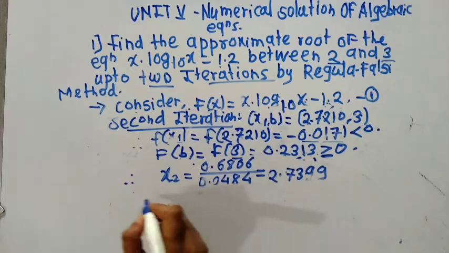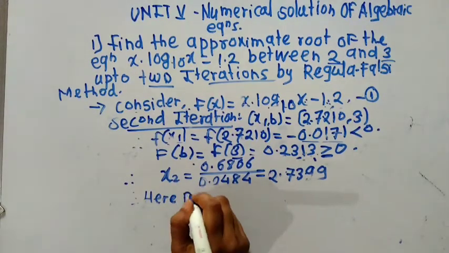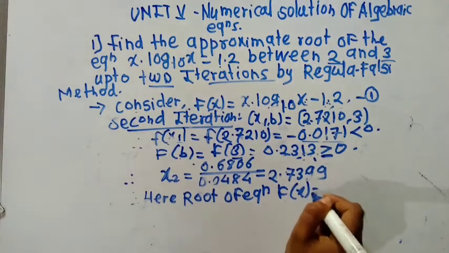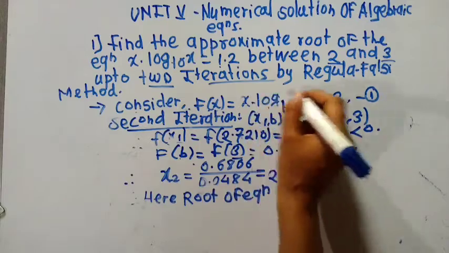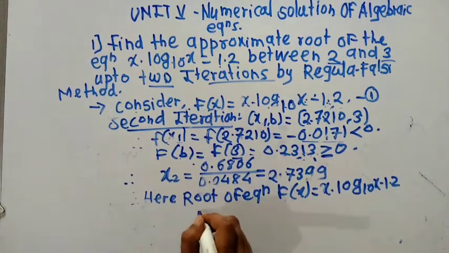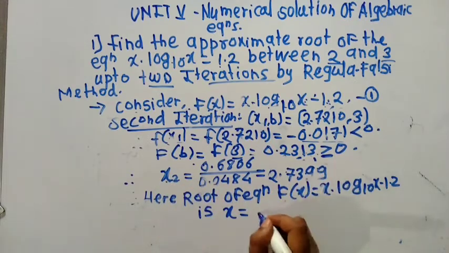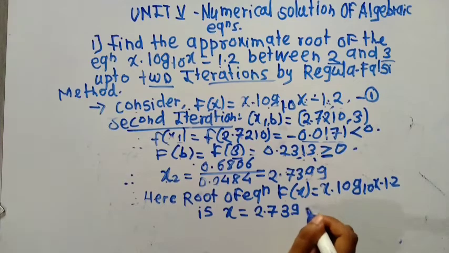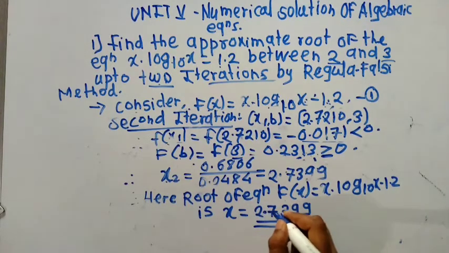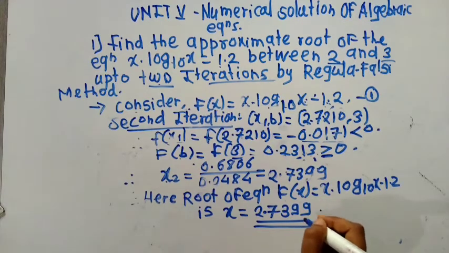Hence we find up to 2 iterations. So here the root of the equation f of x, which is equal to x into log 10 x minus 1.2, is x equal to 2.7399. It is up to the second iteration.